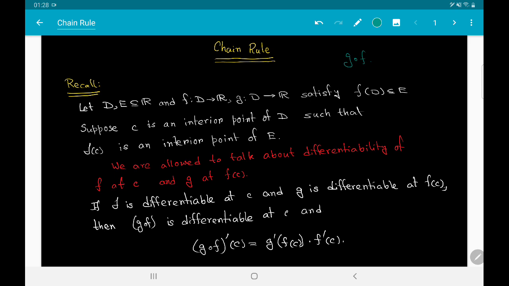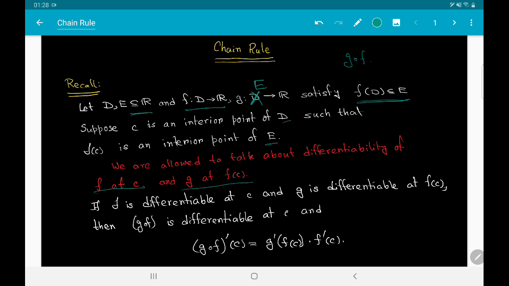Suppose D and E are subsets of R, and suppose f is a function from D to R and g is a function from E to R. And suppose that f maps D into E, so f of D is a subset of E. And suppose that c is an interior point of D and f(c) is an interior point of E. As such, we are now allowed to talk about differentiability of f at c and g at f(c).